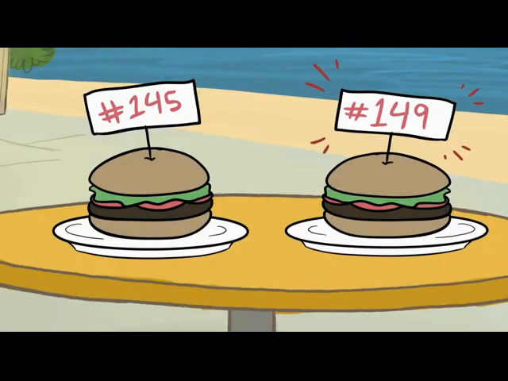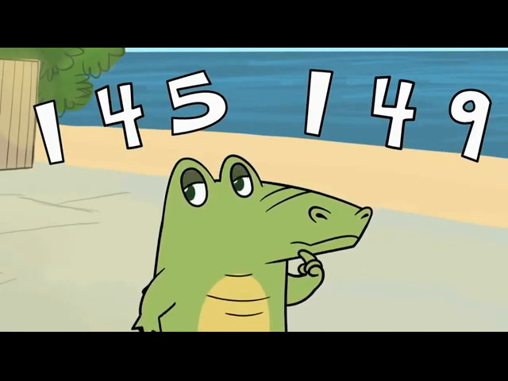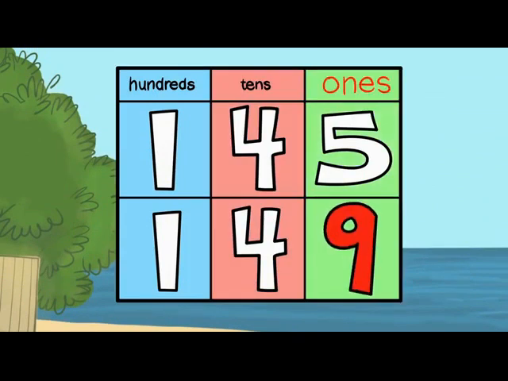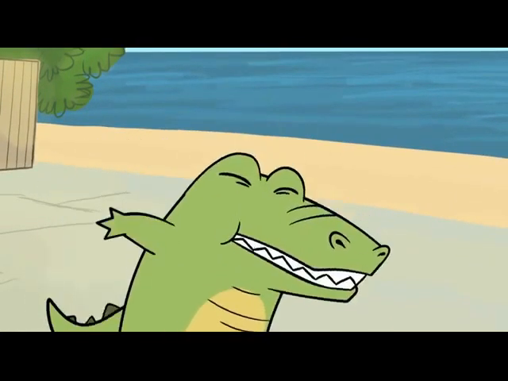145 and 149. The gator needs the greater value on the number line. He looks at the place values from left to right. Nine's the greatest ones place, so he takes a big bite.